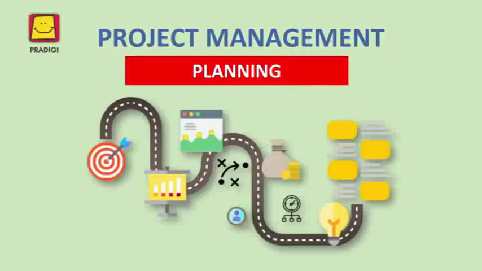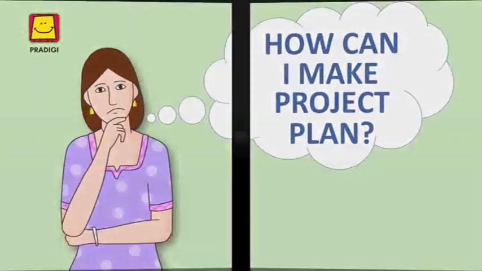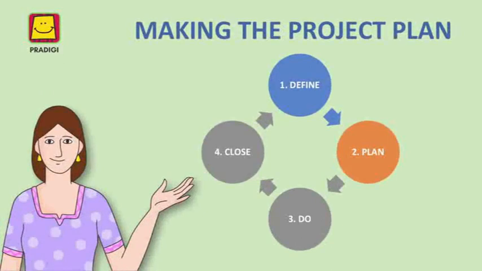We have learned about the project management cycle and how to define a project. Now, we will learn about the planning process for project management. You may be wondering about how you will plan for a project. Let's learn more about planning. We learned about the first stage of defining the project. Now, let's understand the smaller steps involved in the planning process.